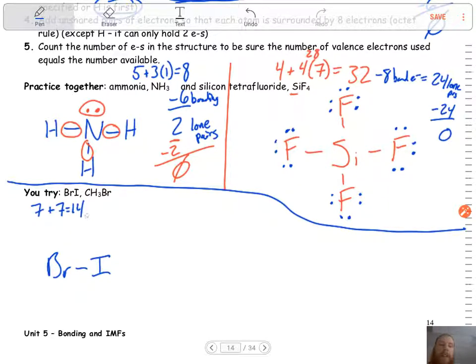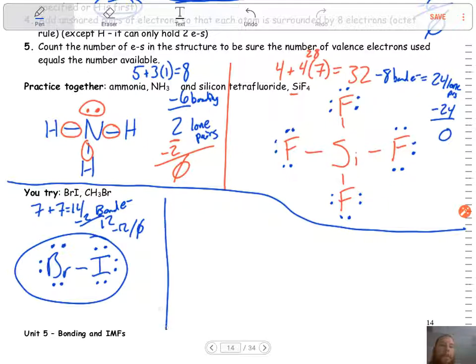There's 1 bond, minus those 2 bonding electrons, so I've got 12 others. Well, look at here. Each of them needs 6 to be balanced out with 8. And that takes care of my other 12. Bam. That would be my structure for BrI.